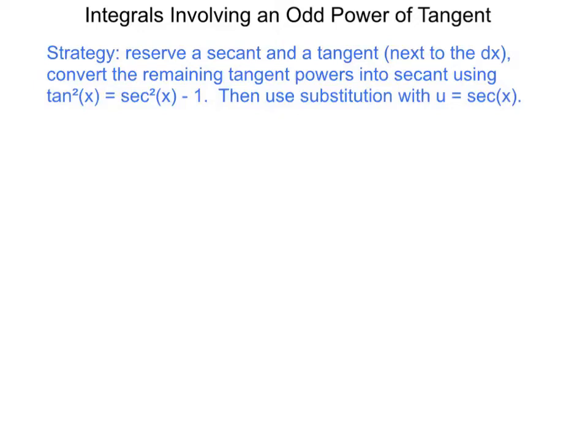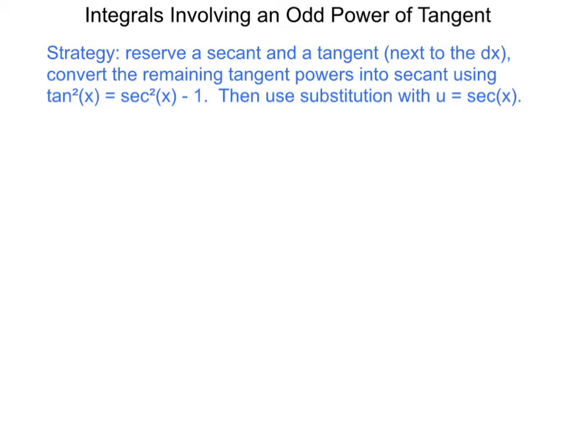In this lesson, we're learning about yet another specific instance of u substitution for integrals that involves trigonometry. In this one, we're dealing with an integral that involves tangent and secant, and you have an odd power of tangent. It's a fairly specific strategy, but here it is.